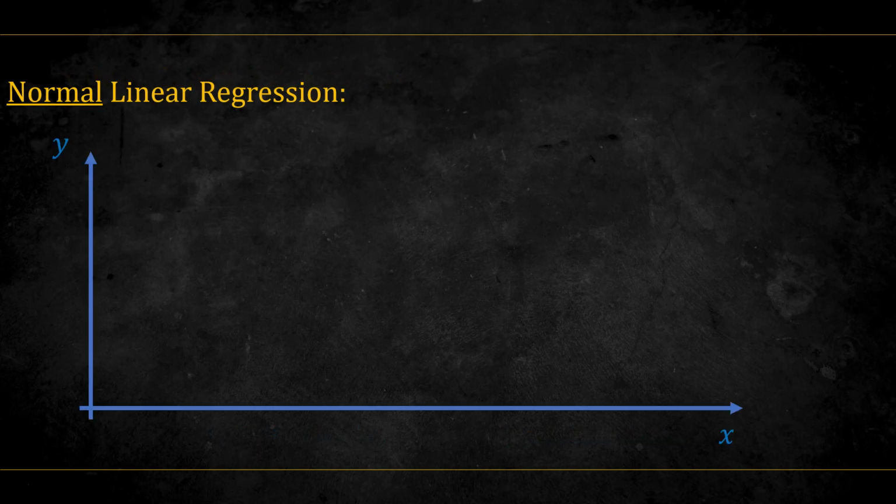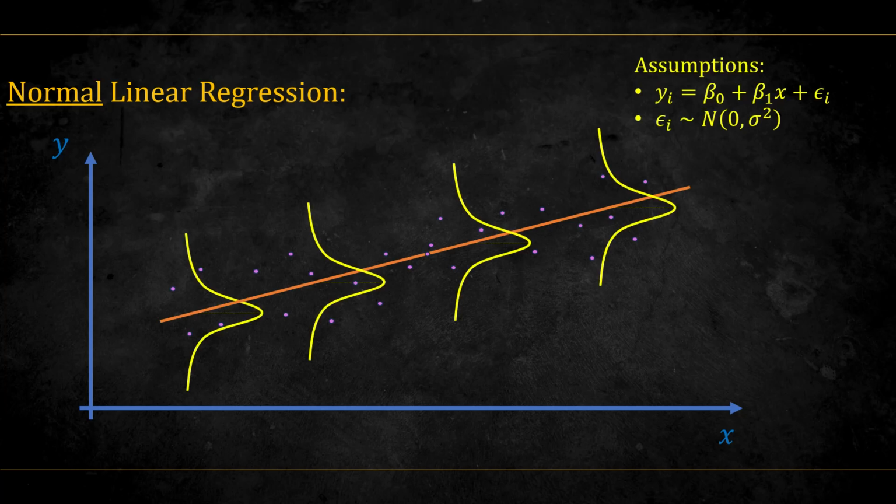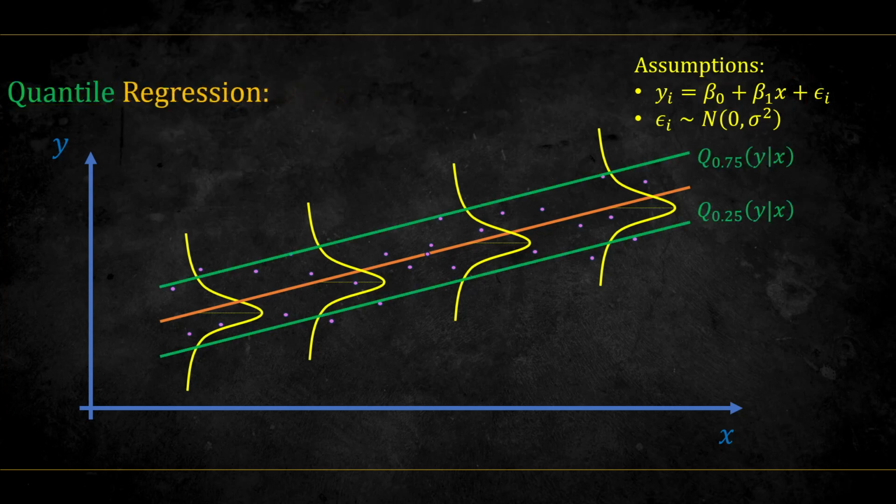Here I have some data coming from a normal distribution centered around this line. The normal linear model assumes the following assumptions. The mean of each y is a linear function of x, but there is some added normal noise on top of it. If we calculate the quantile regression on the same data, say at the first and third quartiles, we will have that they are equally spaced from the median line, which should be equal to the mean line in this graph.